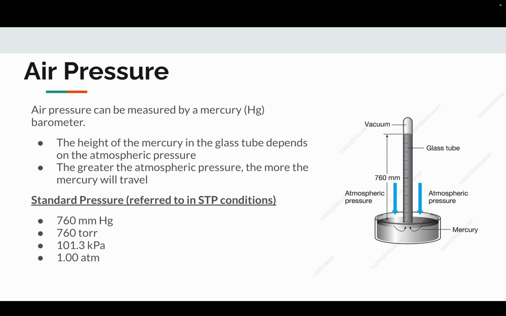The reason this works is that as the atmosphere has a greater pressure, it will act more on that mercury and will drive that mercury further up the tube. So when there's greater atmospheric pressure, the mercury will travel further up the tube. This is a direct relationship. If there's lower pressure, the mercury will travel less, and we can record the distance that it travels and use that as a measurement for the pressure of the atmosphere or a certain gas.